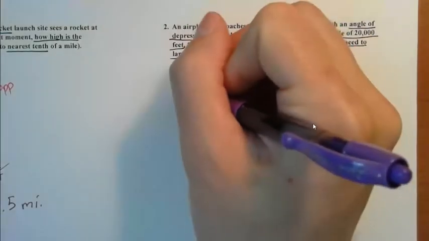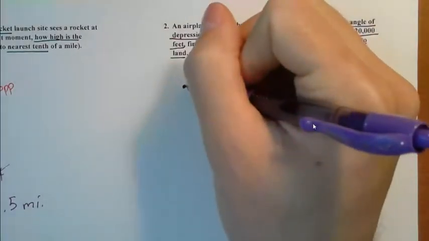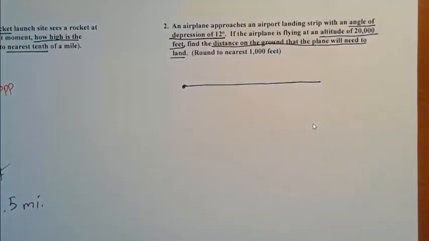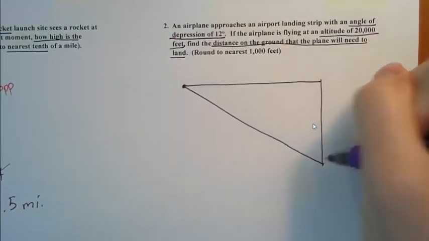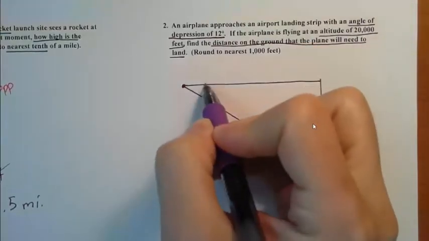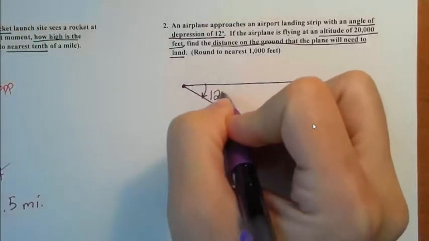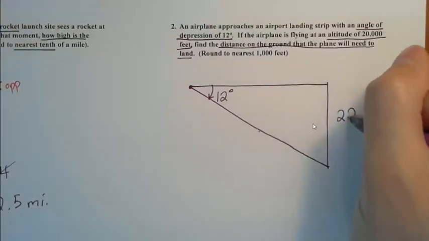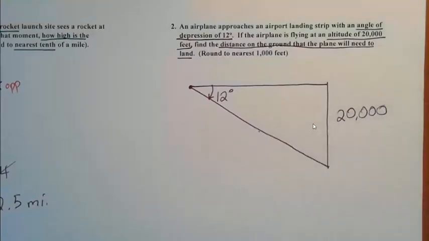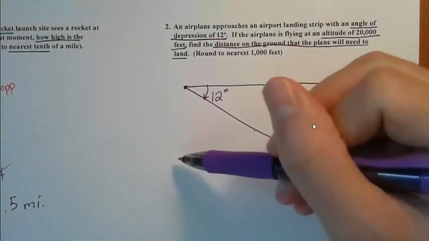So if we have our plane here at this point, we are flying this direction to the right, and our angle of depression would be represented by that hypotenuse side right here. So we have the angle of depression is kind of that angle, and it is 12 degrees. And we're flying at 20,000 feet, and we can label that as our altitude. And we want to know the distance on the ground the plane will need to land. So we're trying to figure out what the distance is.